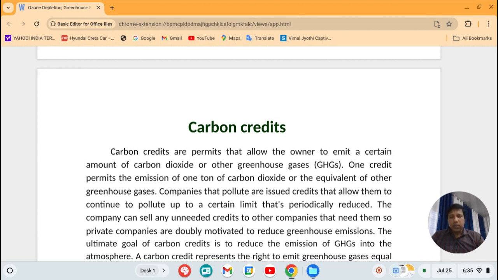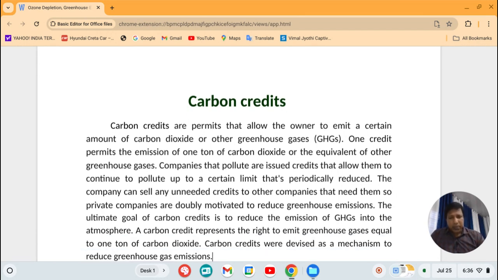So if some companies didn't pollute up to their limit, they can save the carbon credit and they can sell it to other companies who need it, whose pollution rate is more. So those companies who implement certain steps to reduce the carbon pollution, their carbon credit will be in excess. So those carbon credits they can sell to other companies.